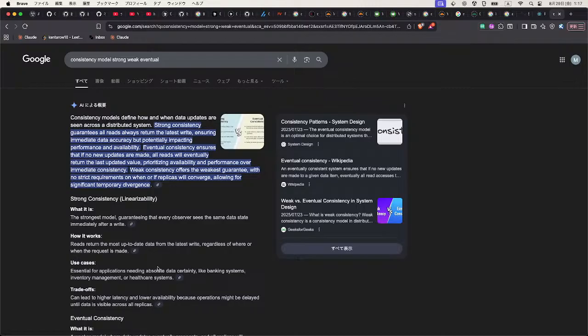For example, Dynamo, AWS DynamoDB, and Cassandra choose the eventual consistency model, which is recommended for key value stores. Okay.